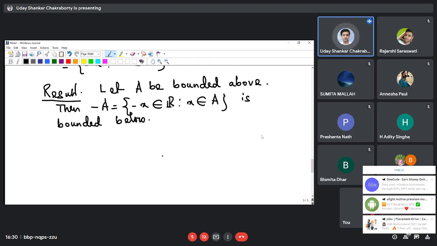Let's try to prove it. So now you will see how to write a proof. See, what is given to be proved? You want to prove that a set is bounded below. That means what do you want? You want a lower bound of the set, right?